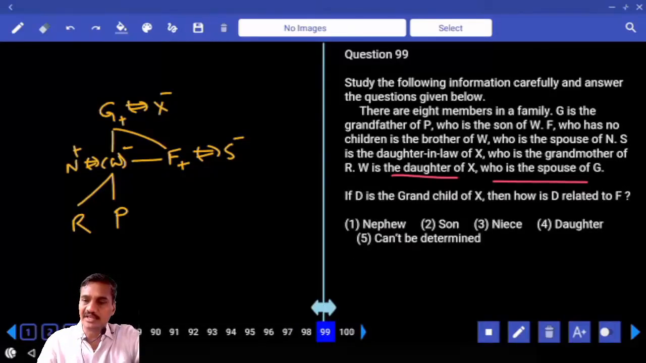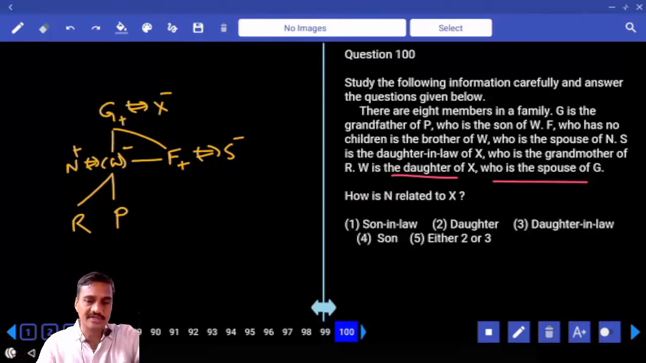Question 99: if D is the grandchild of X, and this D must be the sibling of R and P, then how is D related to F? Again the nephew or the niece. Cannot be determined, choice 5, question 99. And how is N related to X? X is daughter's husband, son-in-law, choice 1, question number 100.